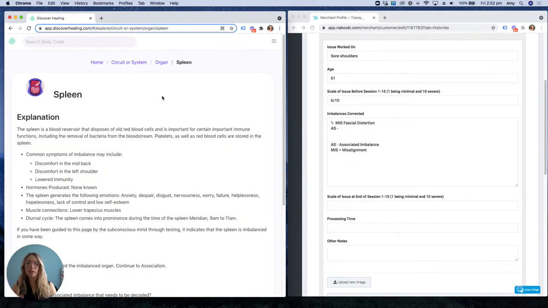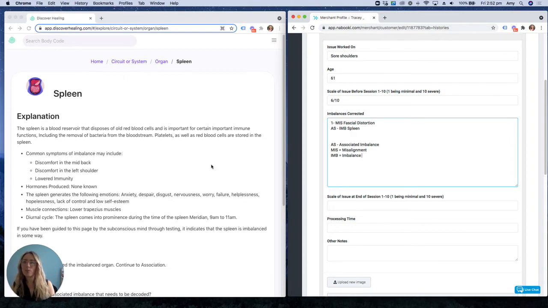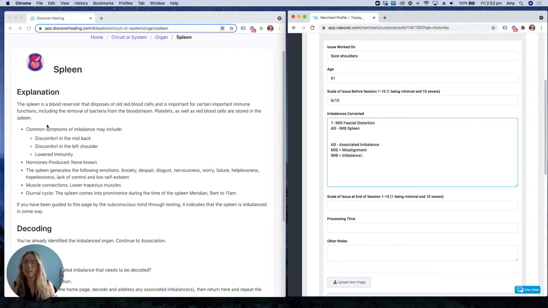So as I'm doing this, I'm asking muscle testing as I go. If I was to have my hand up in the screen and I'd be testing as I'm going, my arm would get pretty sore. So that's why I rest it on my lap. Okay, so there's an imbalance with the spleen. So that's just some information there about the spleen.